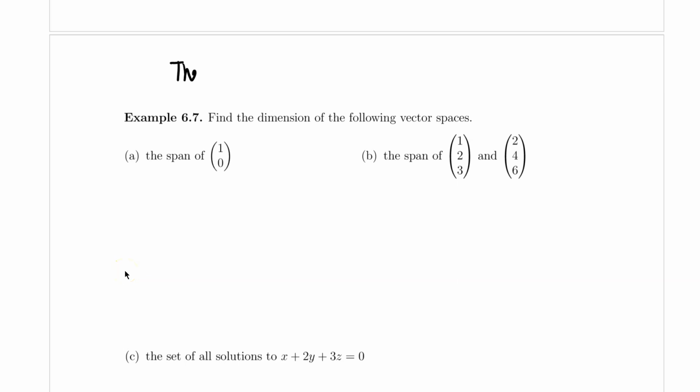So we know that the dimension of R squared is 2, the dimension of R cubed is 3, and in general the dimension of R to the whatever is going to be whatever that number is. However, when it comes to span or a solution to a homogeneous system, then things are not so obvious.